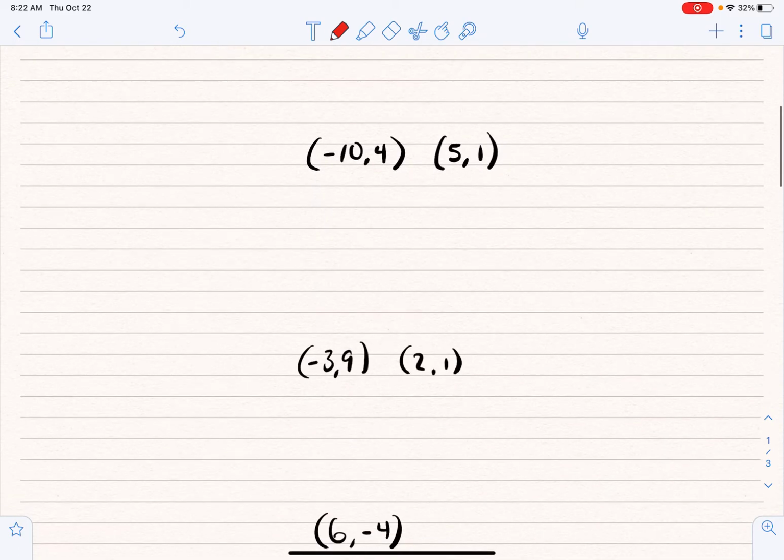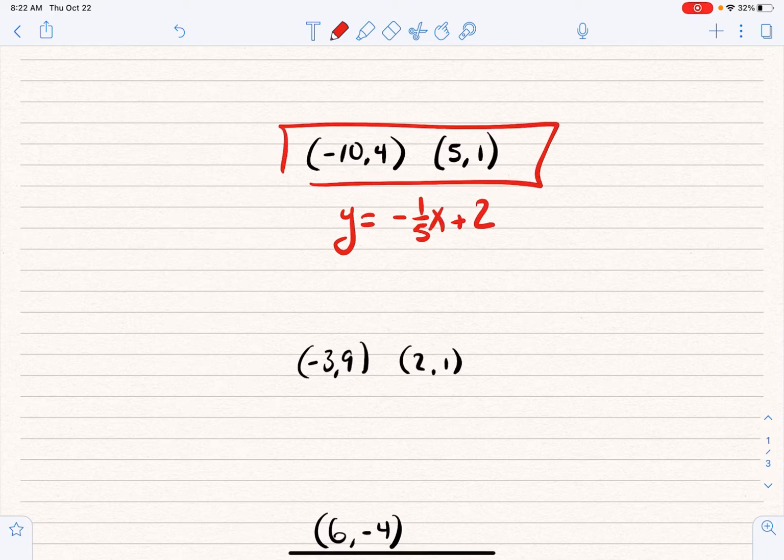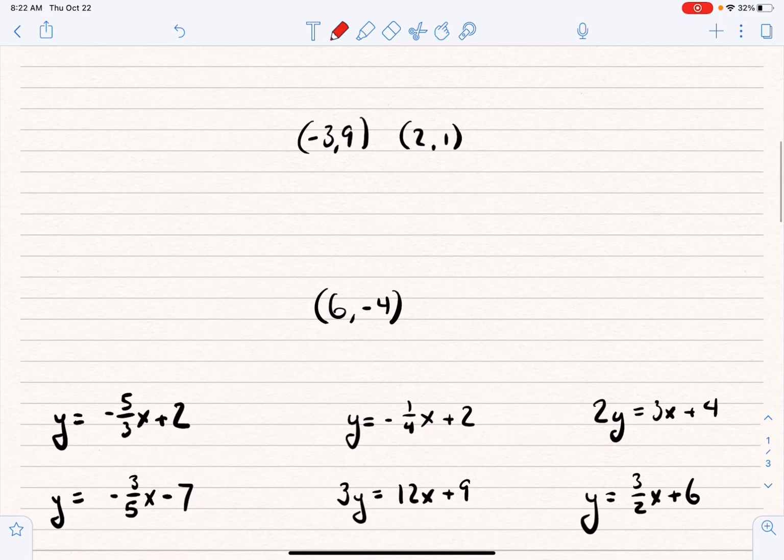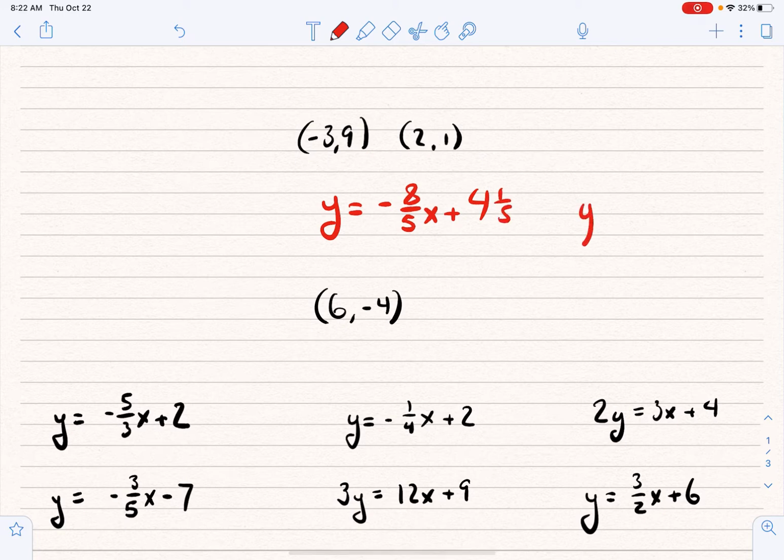Okay, for this next one, we were given 2 points. The equation you should have come up with is y equals -1/5 x plus 2 for these 2 points. Again, if you don't have that, we're going to talk about these in a minute, but right now we're going through answers. For the next one, this one kind of got ugly. It had some weird fractions in it, but it should be y equals -8/5 x plus 4 1/5, or you could have y equals -8/5 x plus 21/5. Either way, it's the same thing.